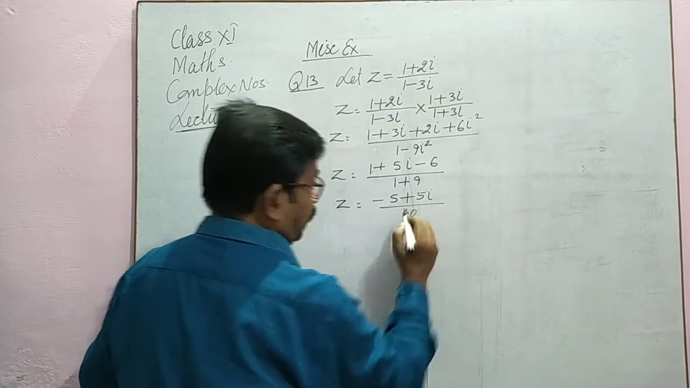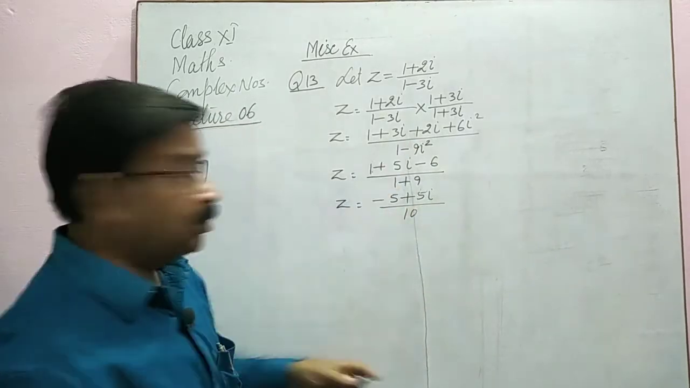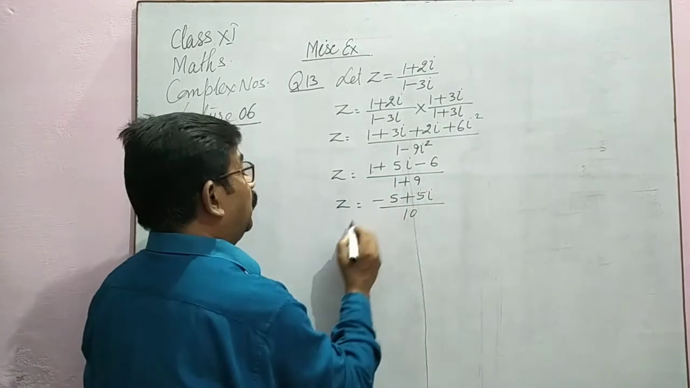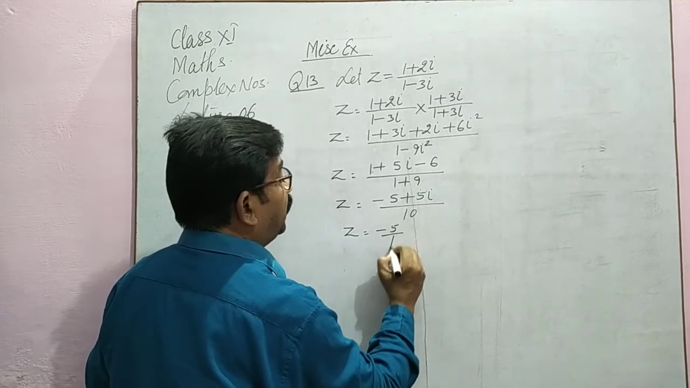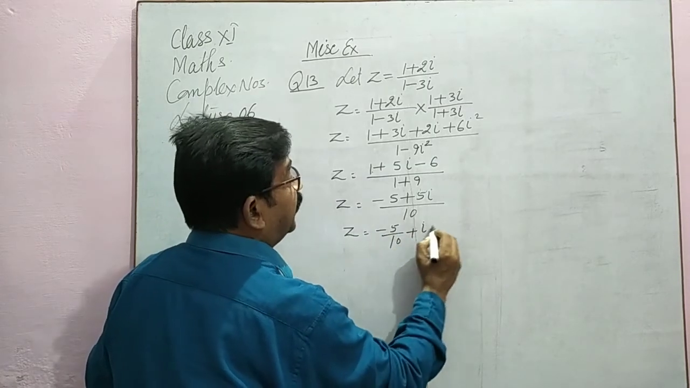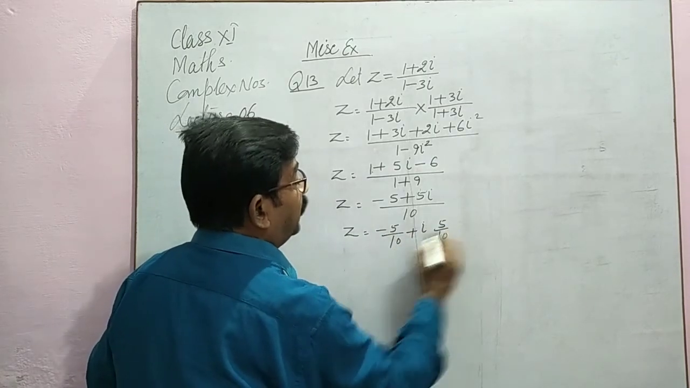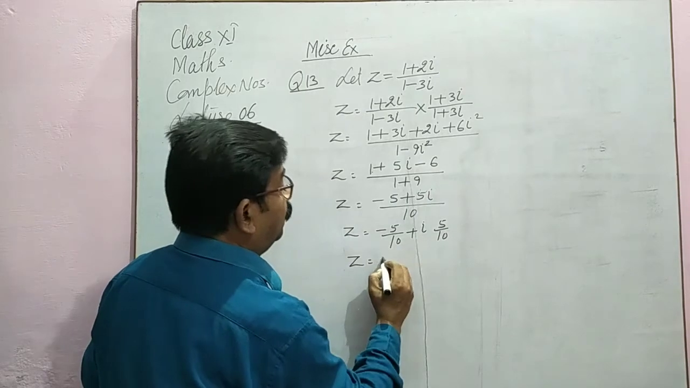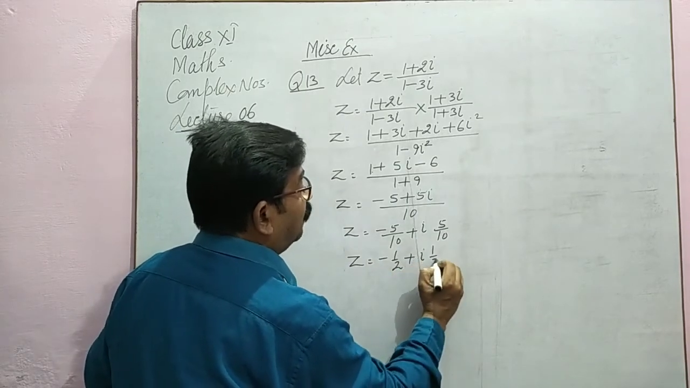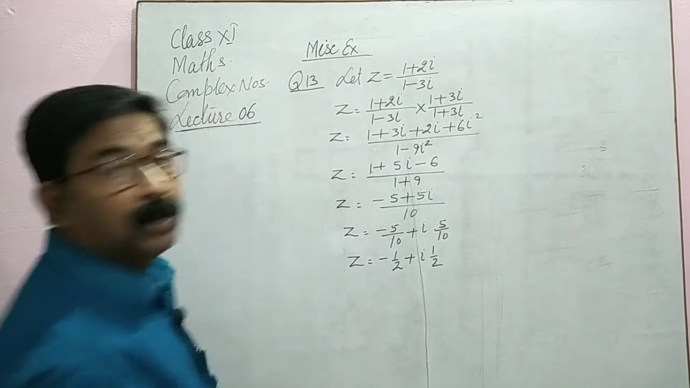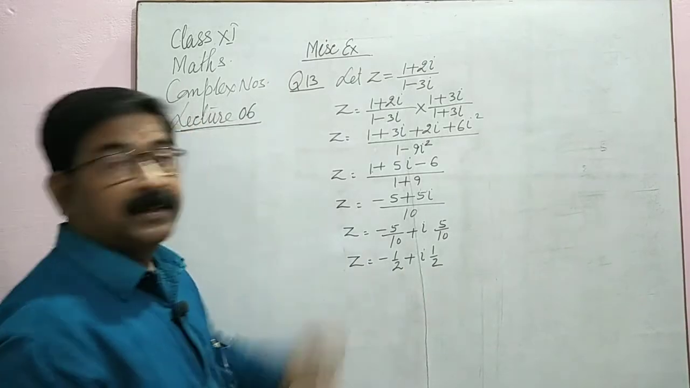upon 10. Divide this in both, or you may take common. So z is equal to minus 5 upon 10 plus i times 5 upon 10. So z is equal to minus 1 upon 2 plus i times 1 upon 2. Got it? This is the complex number.